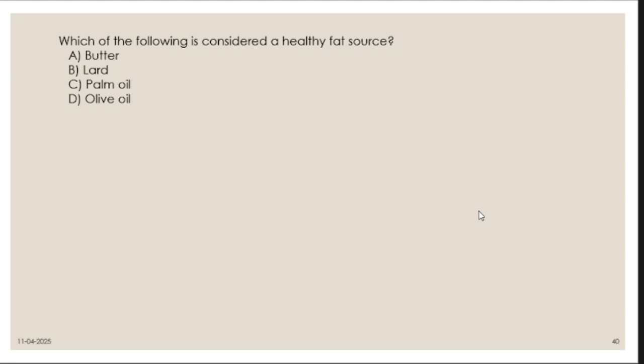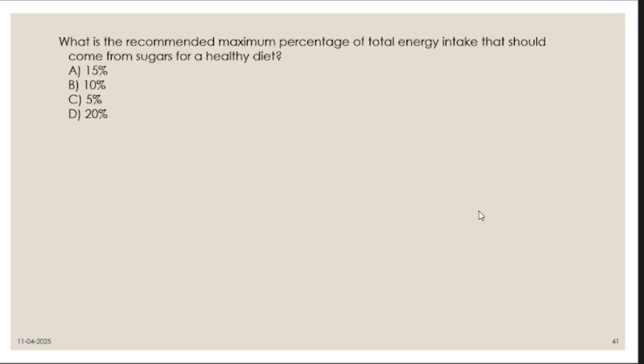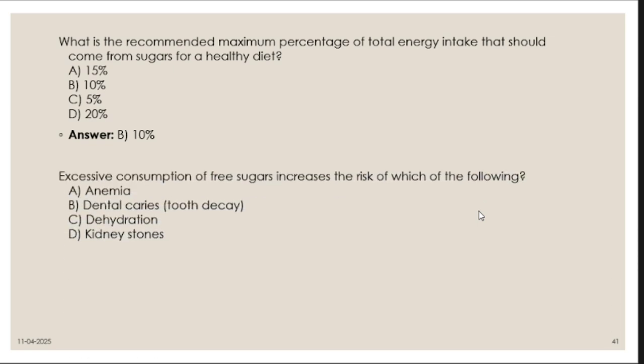Which of the following is considered a healthy fat source? Option D is olive oil. Next one. To maintain a healthy weight, fat intake should not exceed what percentage of a person's total energy intake according to WHO? What is the recommended maximum percentage of total energy intake that comes from sugar for a healthy diet? 10%. Next one. Excessive consumption of free sugar increases the risk of which of the following?